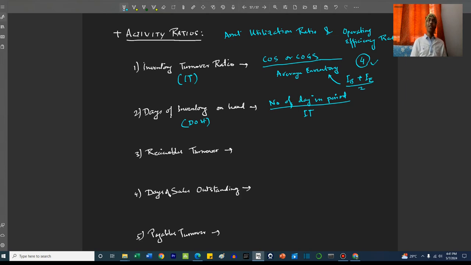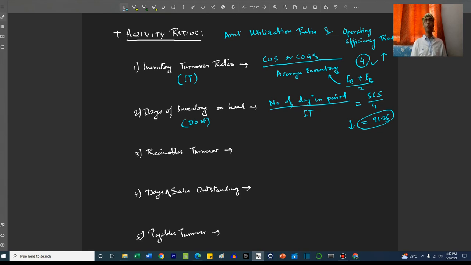Therefore, days of inventory on hand will be calculated as 365, that is the number of days in the period if it is 1 year, divided by 4. This comes to 91.25. What does this number signify, friends? Basically, this signifies that the inventory takes 91.25 days on an average to get liquidated once completely. Typically, the lower this number is, the better it is. And for inventory turnover, the higher the number is, the better it is.